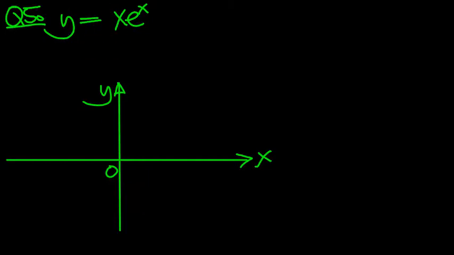y equals x e to the x. Let's have a little look at this. I'm going to draw the two curves, I think. That's the first thing to do. So the first one I want to draw is the curve y equals x. There it is there, and down this side as well. This is the line y equals x.